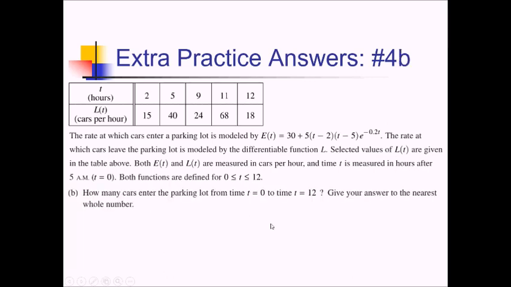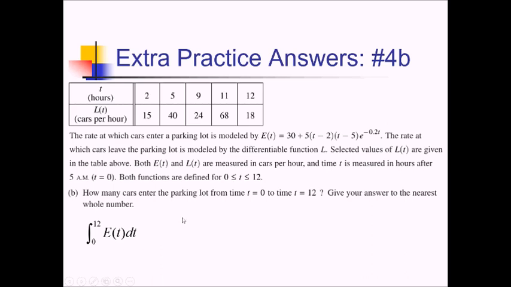For this part of the problem, they want to know how many cars enter the parking lot from time 0 to time 12, round to the nearest whole number. So the good news is we have the rate at which cars are entering the parking lot. So to find the total number that enter, we just have to integrate this rate of change over the interval from 0 to 12. So we're just doing integral from 0 to 12 of E of t dt. That is all we have to do here.